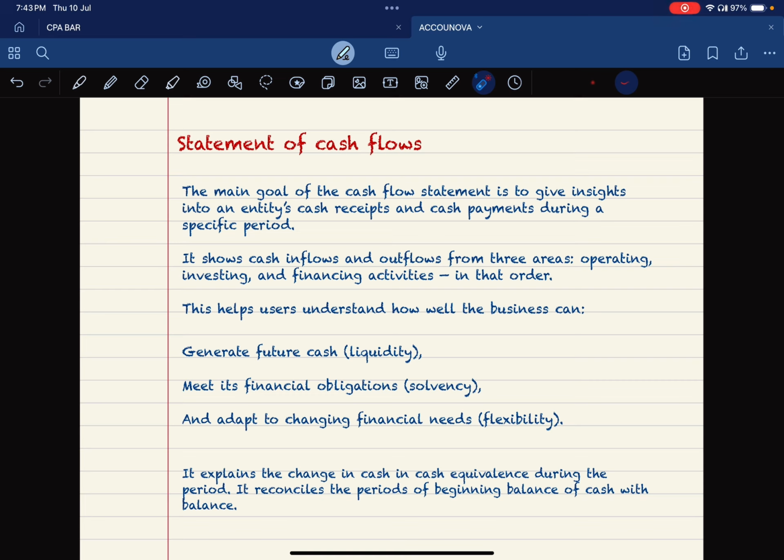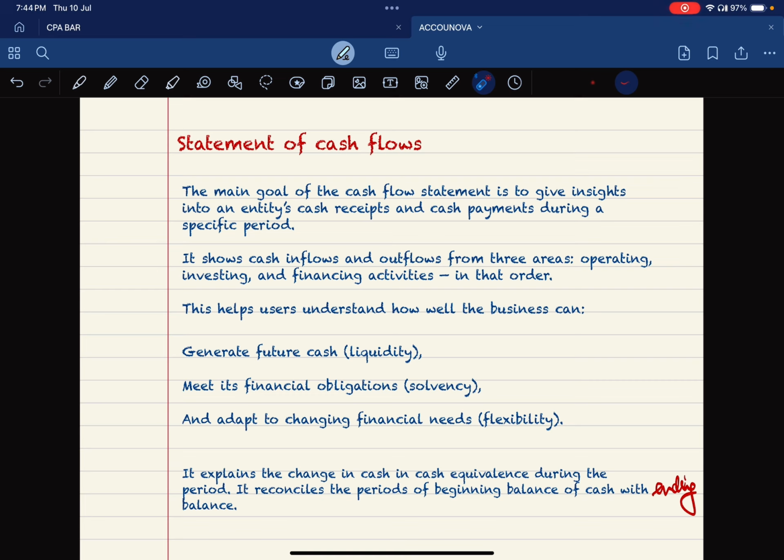So the statement of cash flows reconciles the beginning balance of the cash with the ending balance. This is the general overview of the statement of cash flows.